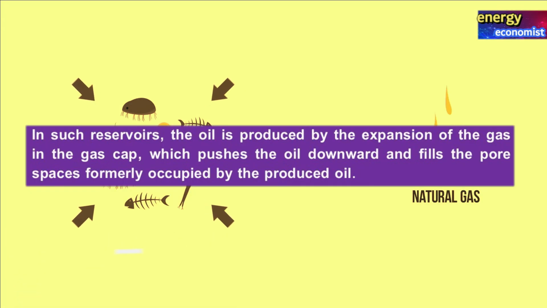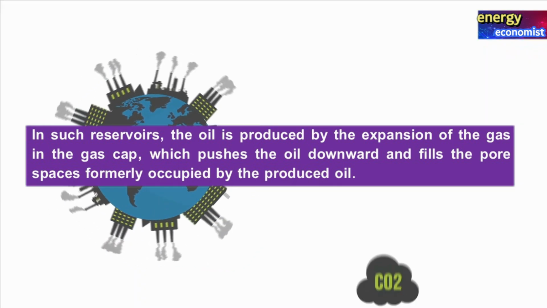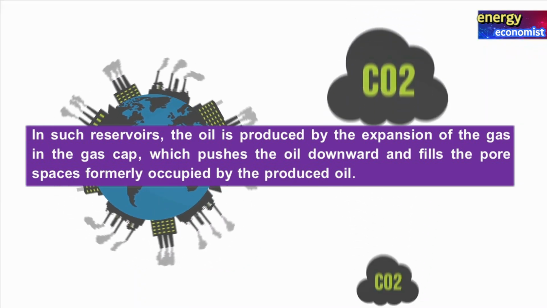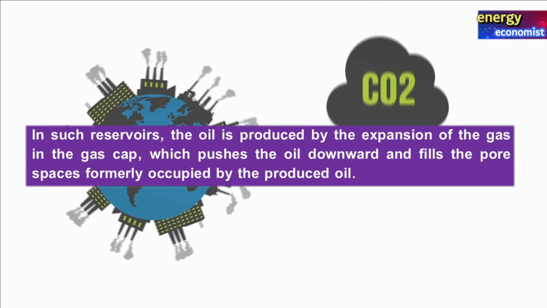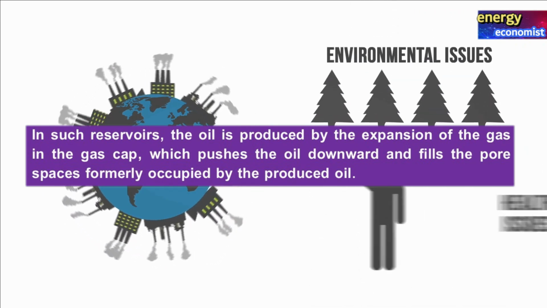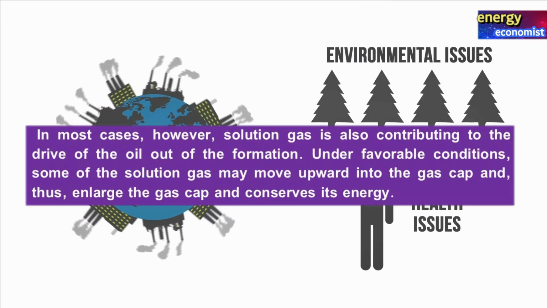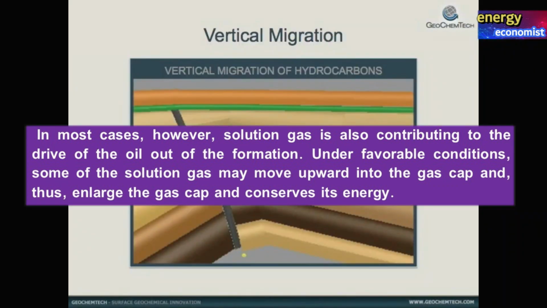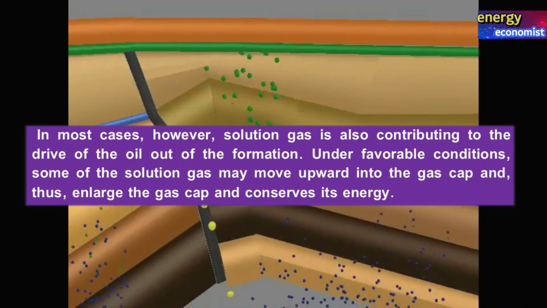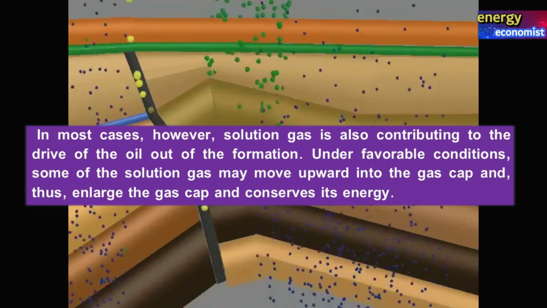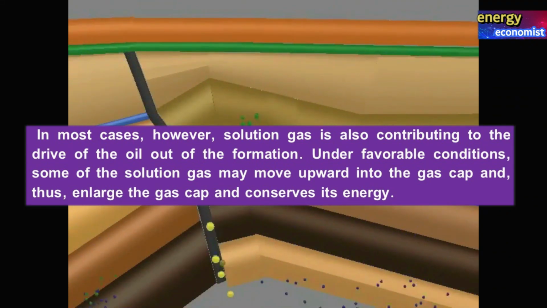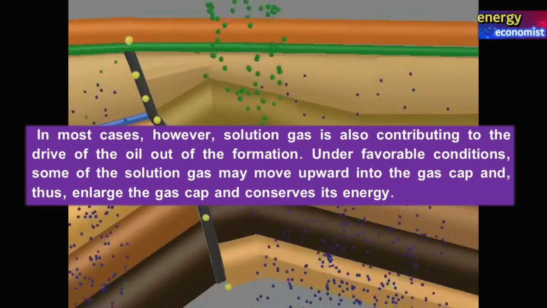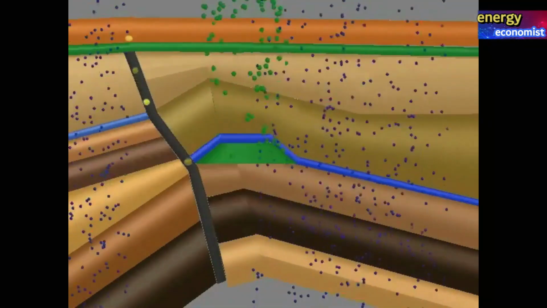In such reservoirs, the oil is produced by the expansion of the gas in the gas cap, which pushes the oil downward and fills the pore spaces formerly occupied by the produced oil. In most cases, however, solution gas is also contributing to the drive of the oil out of the formation. Under favorable conditions, some of the solution gas may move upward into the gas cap and thus enlarge the gas cap and conserve its energy.